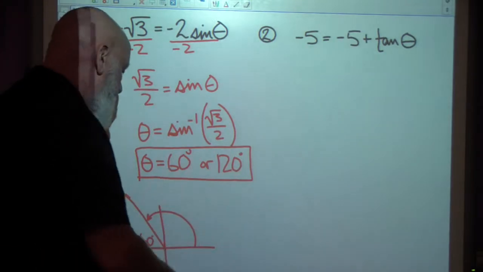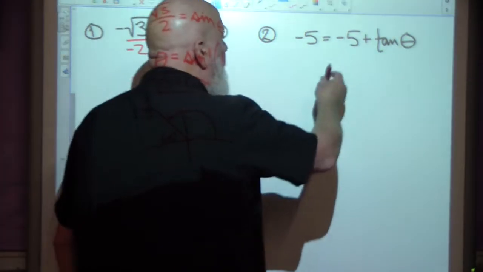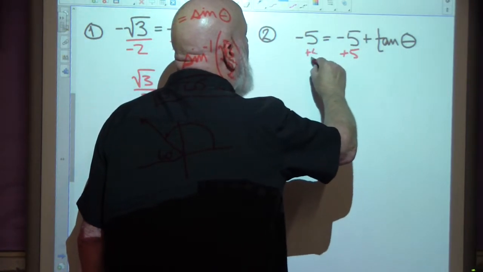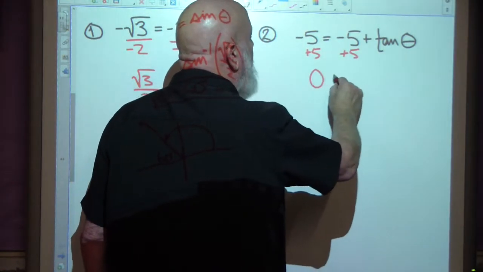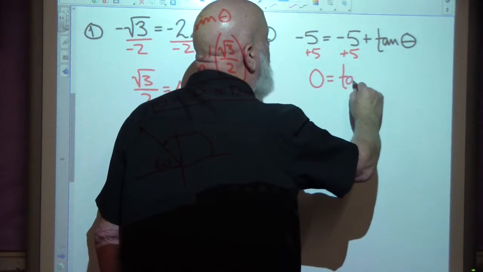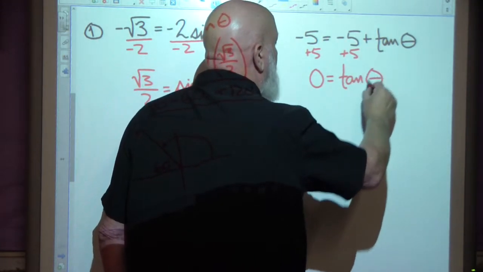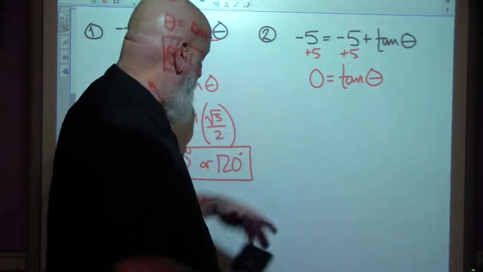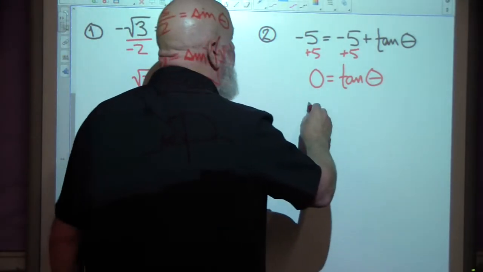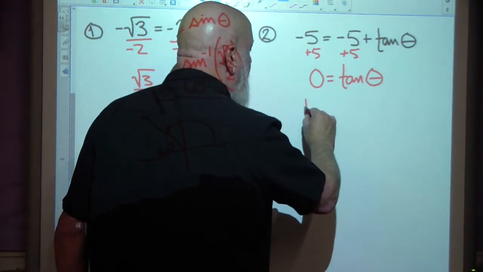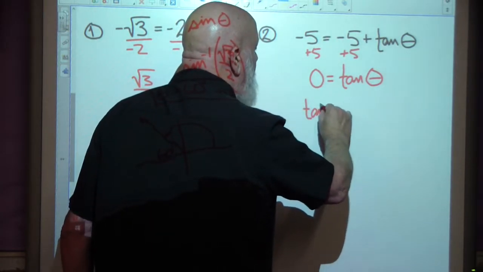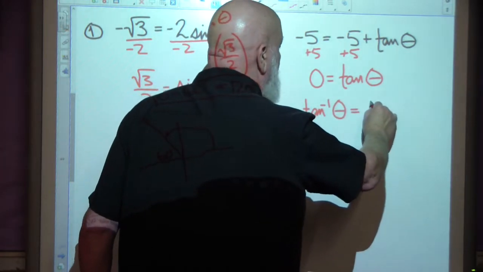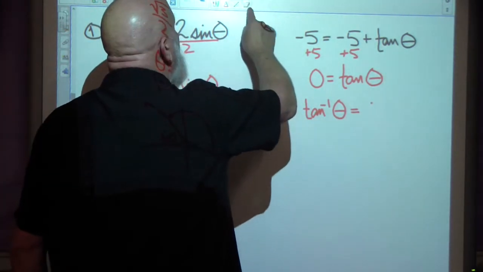Okay, let's take a look at this one. We're going to add 5 to both sides. That gives us the tangent of theta is equal to 0. So we're going to do the same thing. We're going to take the inverse tangent of both sides, and the inverse tangent of 0 will be equal to theta. Whoops, I said theta.